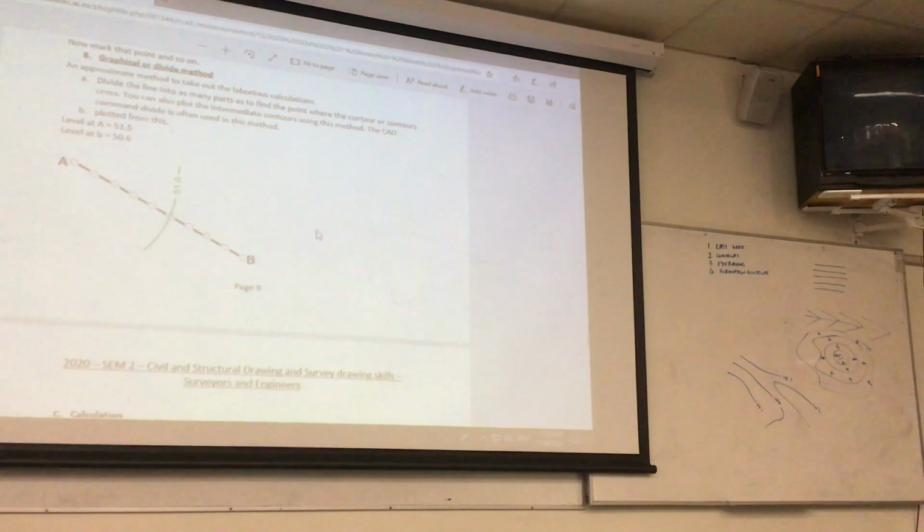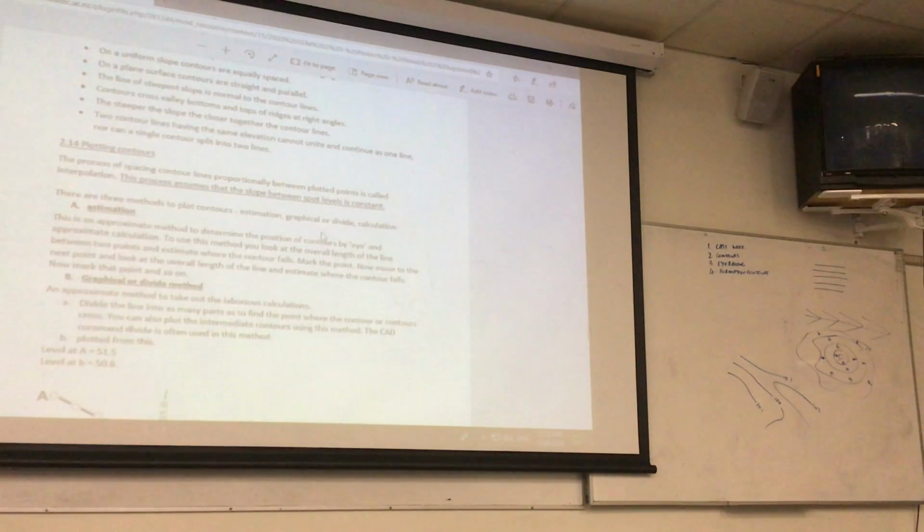Right. So, how do we calculate from spot heights that I've given you guys on the plans? How do we calculate our contours? Well, there are basically three methods. I talked about them briefly at the beginning of this lecture.